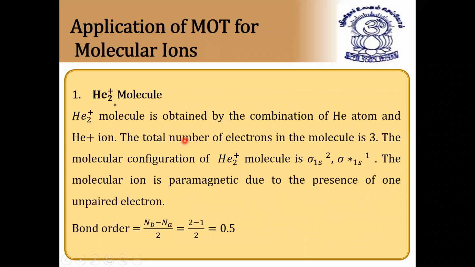Next, application of MOT, already we discussed for the helium 2 plus molecule. He2 plus, this exists. The He2 plus molecule is obtained by the combination of a He atom and a helium plus ion, that is, alpha particle like. So He2 plus ion.